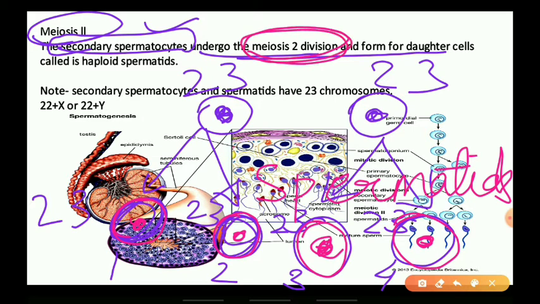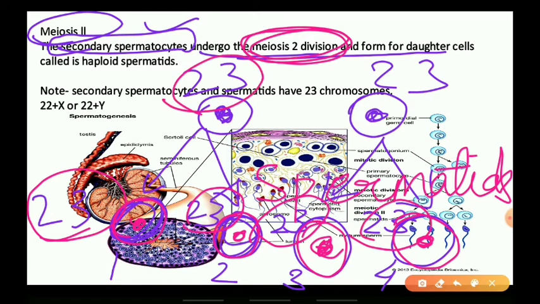They are formed by meiosis 2. Meiosis 2 is a reductional division. Here the chromosome number is reduced. In meiosis 1 and meiosis 2, the chromosome number is reduced, that is, from 46 it goes to 23, 23 and 23 everywhere. Hope you people are understanding. After meiosis 2, the cells that have divided are called spermatids.